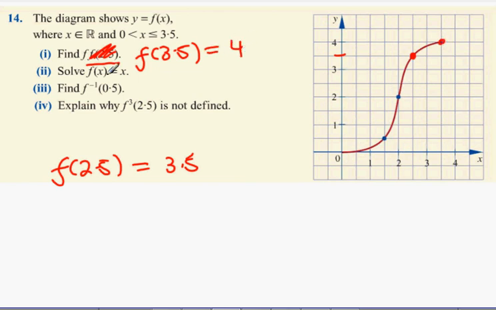4. Okay, solve f of x equals x. When is the y value equal to the x value? What point? 0, 0. 0, 0. Actually, yeah. Another one?